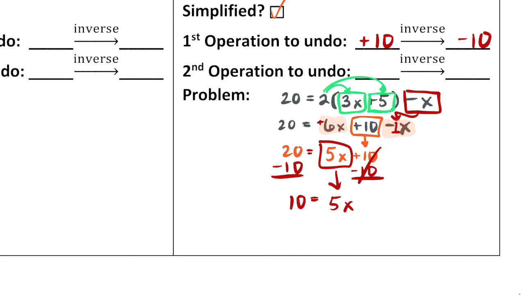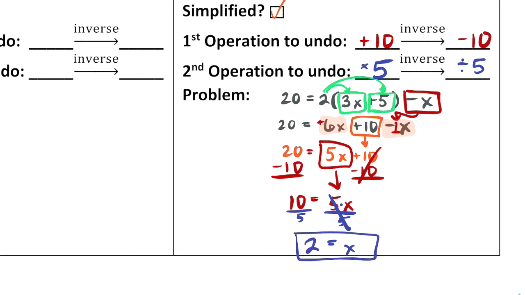Next thing, remember 5x means we are going to multiply x by 5. So I want to divide both sides by 5. Okay, so reduce x on the right, and then 10 divided by 5 is 2.